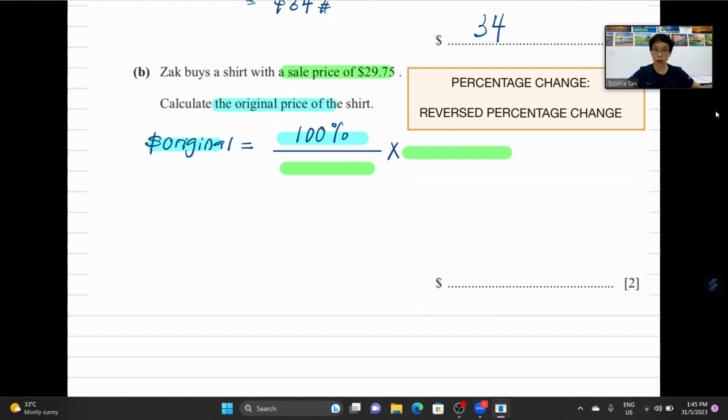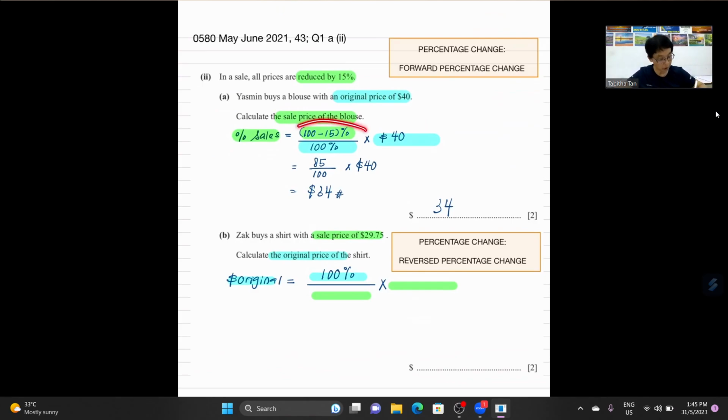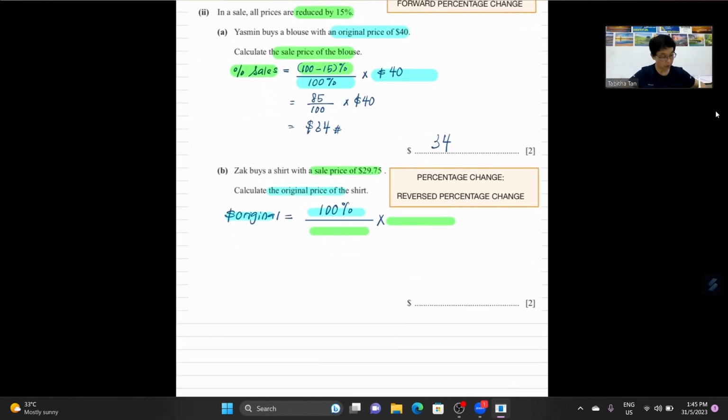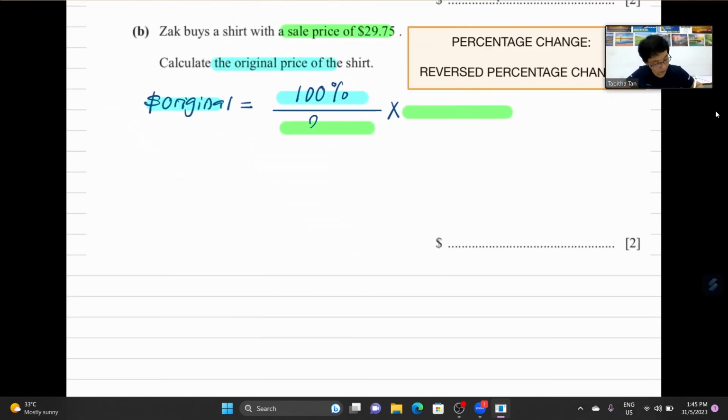Percentage after change is what? 85. Okay, you already shown it here. You already shown where the 85 comes from. You don't have to show it again. You can use it directly. So I'm going to use directly 85%. Now multiply what was the sales price, the after change. So 29.75.